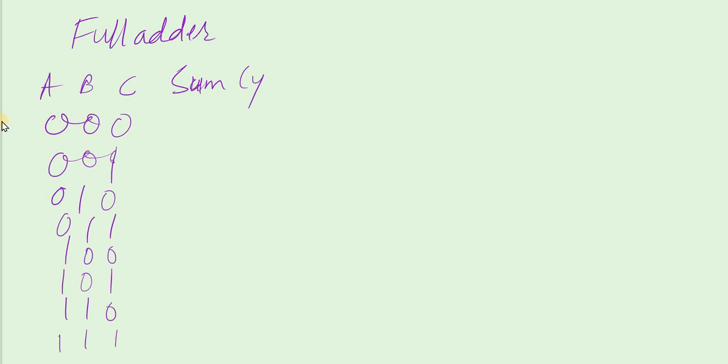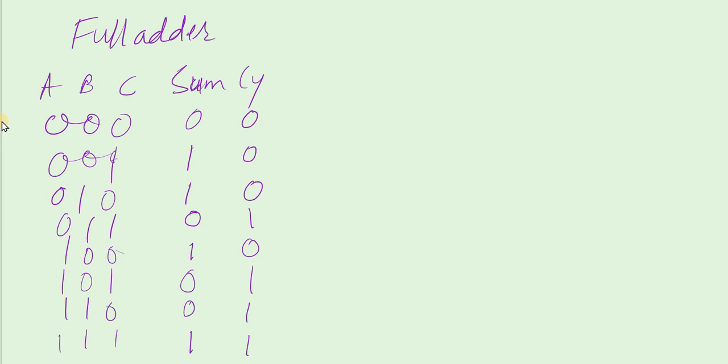Now 0 plus 0 plus 0, naturally sum is 0, carry is 0. In all the cases where there is a single one, sum is 1 and carry 0. Whenever there are two ones, 1 plus 1 is 10, so sum is 0 and carry 1, in all three such cases. When three ones are added, 1 plus 1 is 10, plus 1 is 11, so sum is 1 and carry is also 1. So this becomes the truth table of the full adder.